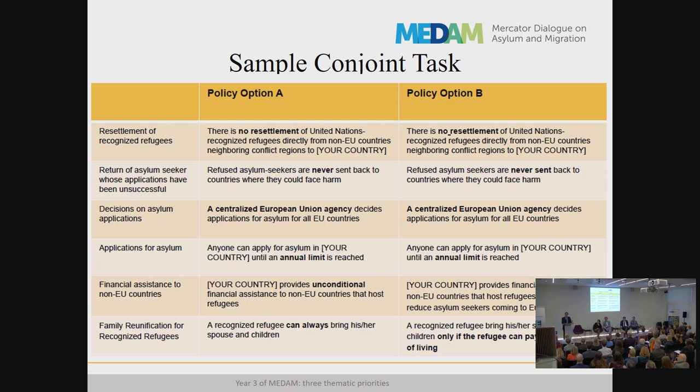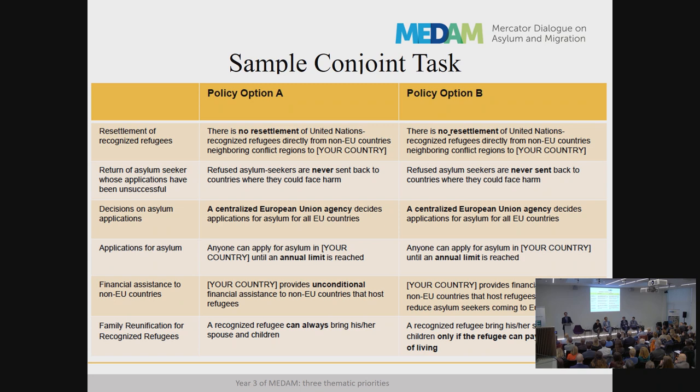So as I said, we have our six dimensions, which are just named in the first column. Then we have policy option A and policy option B, and these policy options differ randomly in terms of the policy features that they are shown. Now, it so happens that in this particular example, the policy options only differ in terms of the last two dimensions. The first two dimensions, the policies look the same, but the last two dimensions on financial assistance and on family reunification, there's differences there. And we ask people, do you prefer A or B? And we ask that five times.